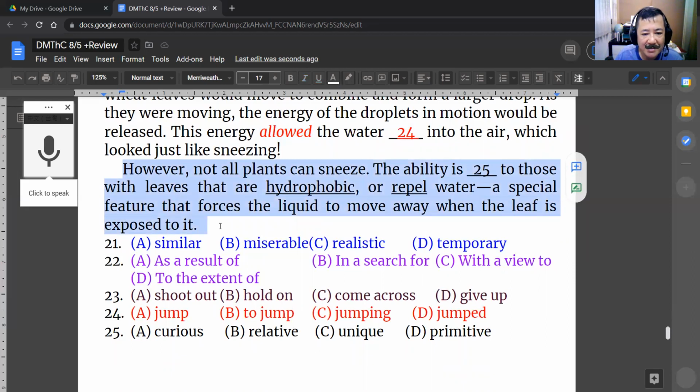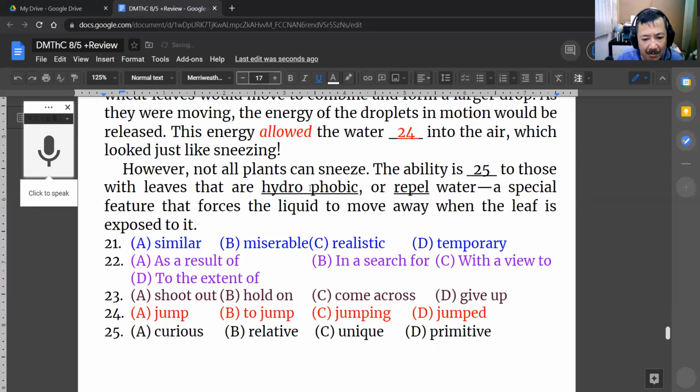However, not all plants can sneeze. The ability is something to those with leaves that are hydrophobic. Okay, so it says not all of them can sneeze. The ability is probably 限制于, right? Those with leaves that are hydrophobic. Now, we talked about phobias before in this class and in the other class. So, Kathy, you should know this. Phobias, right? When you have a phobia, that means you have a 恐惧症.